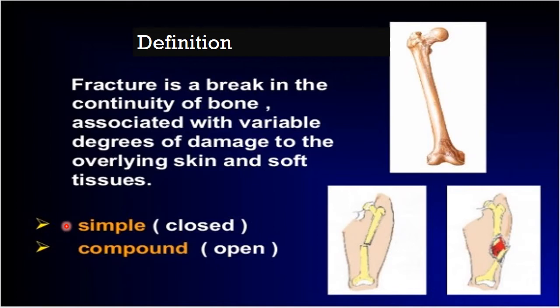A compound fracture is where there is an existing overlying wound and the bone may be exposed to the environment and to the dust and dirt at the accident site or the trauma site. So, simple and compound fractures.